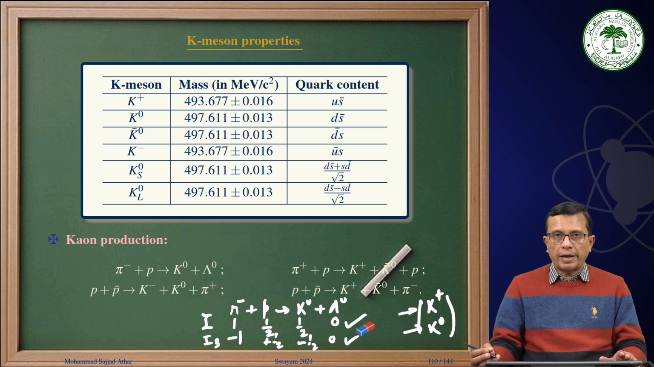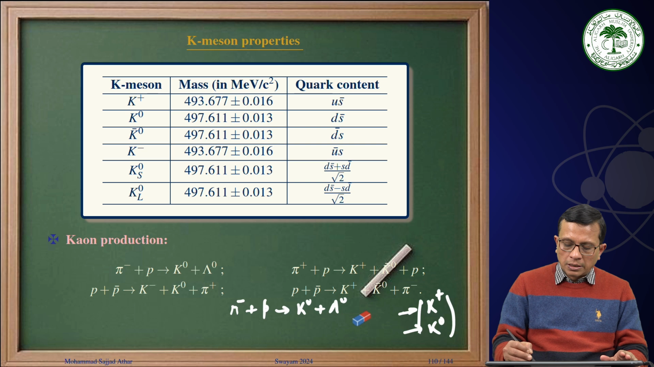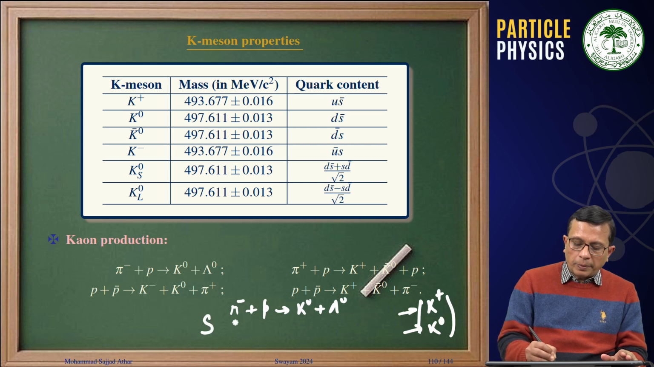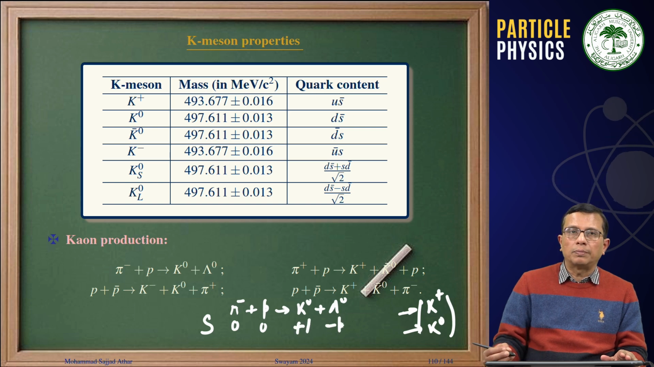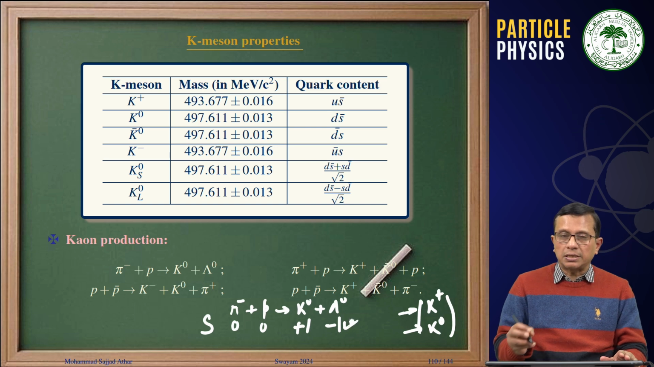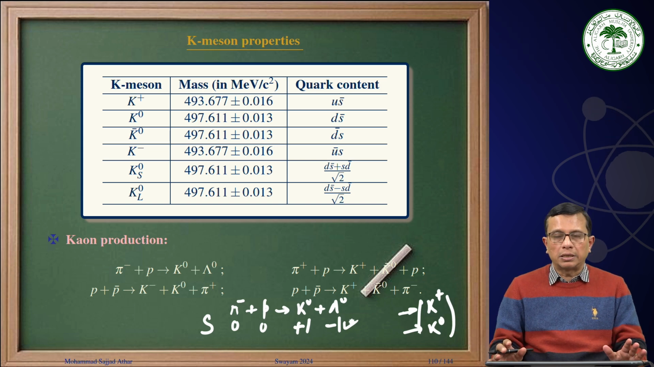We see that we are conserving I as well as I3. This is a strong interaction process. The other important point here is the following. Strangeness of pion is 0. Proton is 0. K0 has plus 1 strangeness and lambda 0 has minus 1 strangeness. Therefore, strangeness in a strong interaction is also conserved. These are strangeness conserving processes. Electromagnetic interaction is also a strangeness conserving process, while I as well as I3 are conserved.